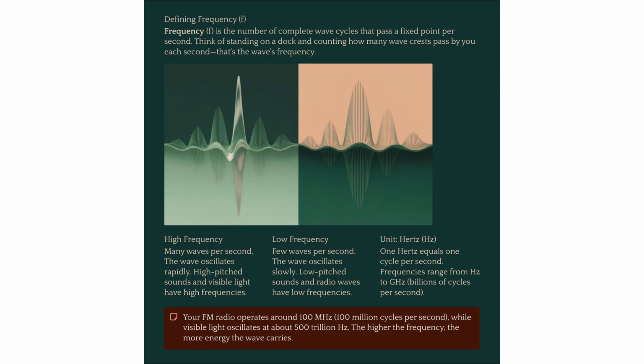Next, we have frequency, f. Frequency tells us how often a wave repeats itself. Imagine watching a surfer. Frequency is the number of wave crests that pass the surfer every second. A high-frequency wave means a lot of cycles per second, and we measure this in hertz. A 100 hertz wave means 100 wave crests pass a point every single second.